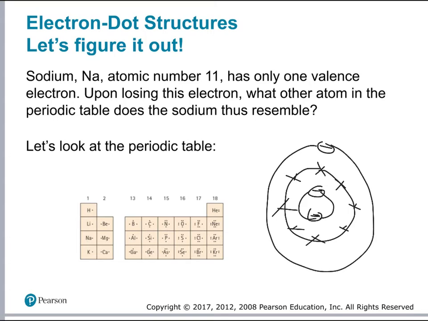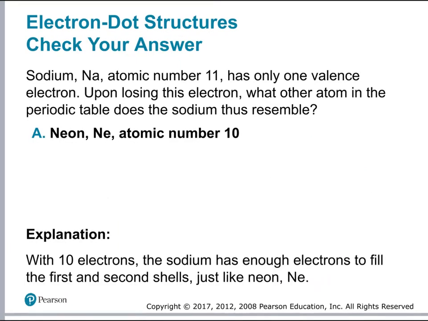Now, if that electron were to be thrown away, if it were to be ripped off or something, then you would have only the electrons underneath it in the lower shells. And that would start to look a lot like neon, because neon has 2 in its inner shell, and then it has 8 in its outer shell. It's completely filled. And indeed, that is our answer. The answer is A. It would most resemble neon, which has 10 electrons.